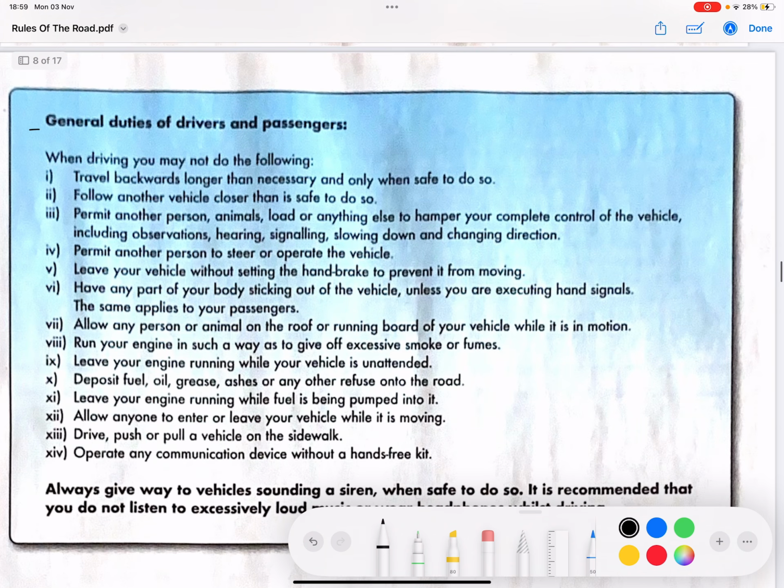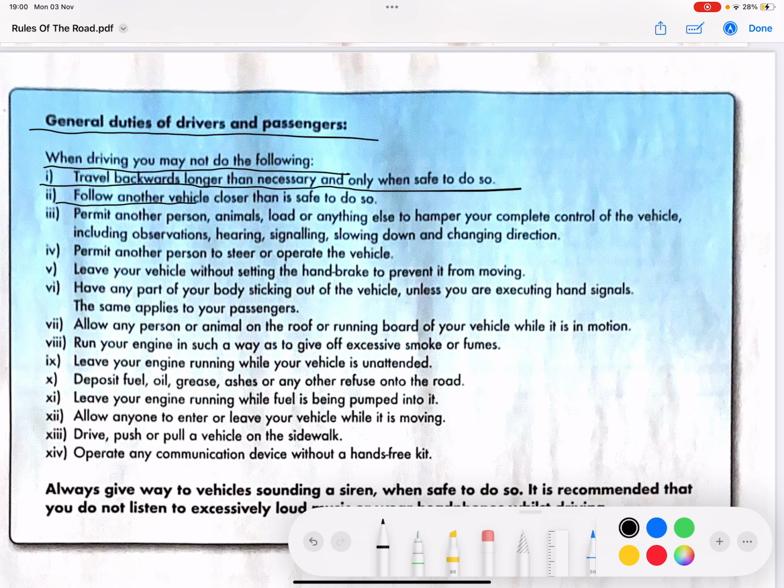Then now we come to general rules, the general duties of drivers and passengers. You must know your duty as a driver and passenger. When driving, you may not do the following. You may not travel backwards longer than necessary and only when safe to do so. So, awuvumelekile ukulokhu uhambe ngo-reverse. You may not reverse longer than necessary.